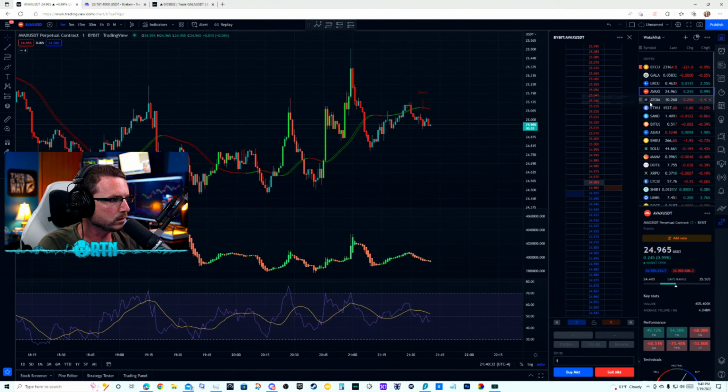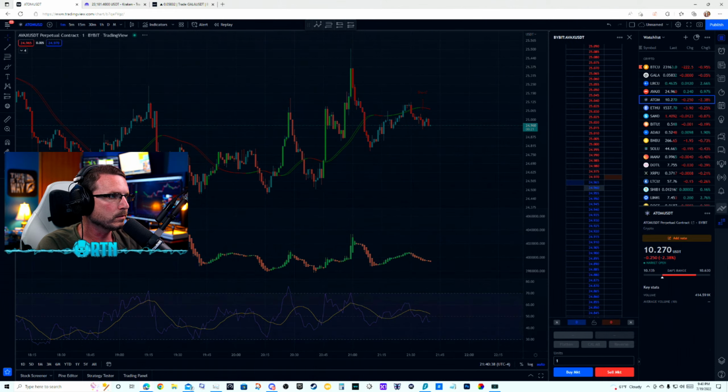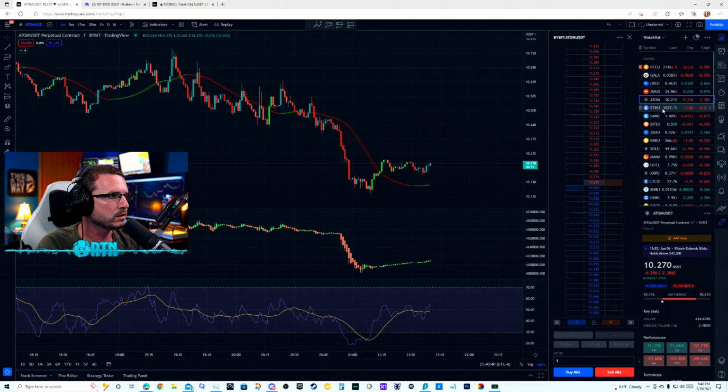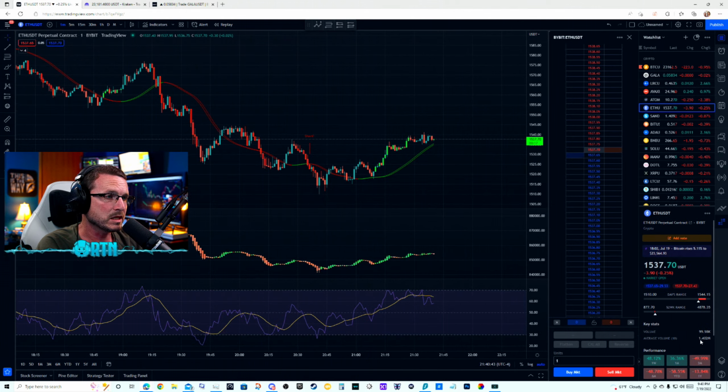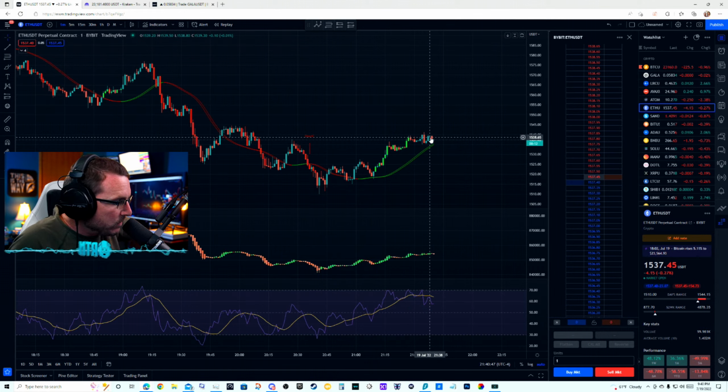I'm trying to find one that shows like low volume. Here's one with low volume. 400,000 is low volume. 400,000 on that one. Ethereum, that's pretty low volume. That means it's not moving, is what I'm getting at here. It's not moving very much.